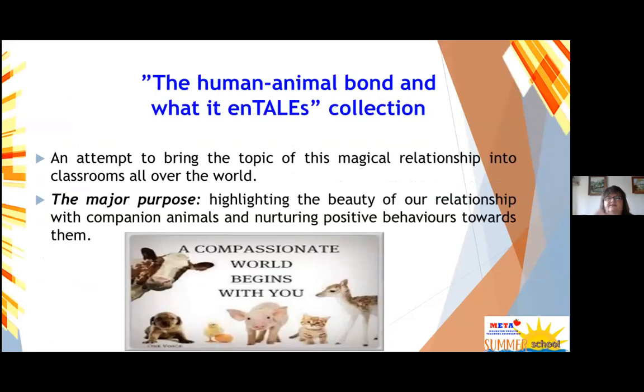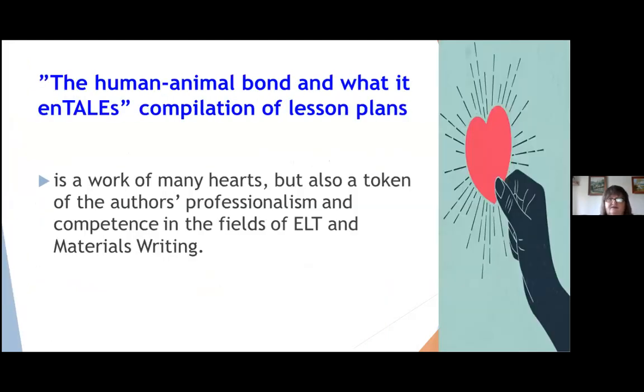This publication you will have access to is an attempt to bring this topic of magical relationship into the classroom all over the world. And we are supposed to highlight the beauty of our relationship with animals and somehow cultivate in our learners positive behavior towards them. It has been done with much love.